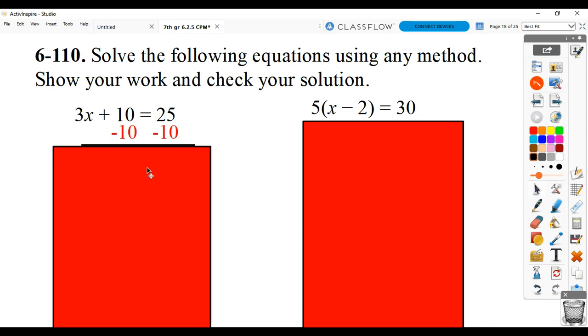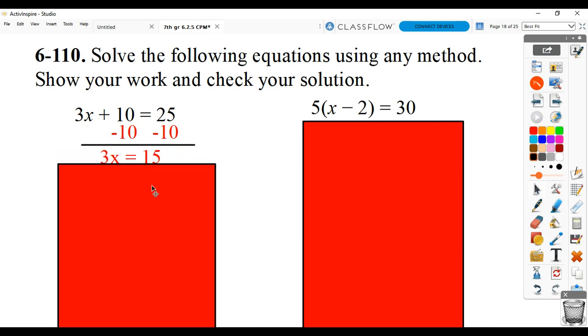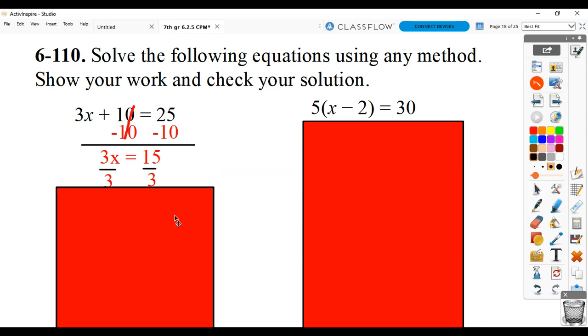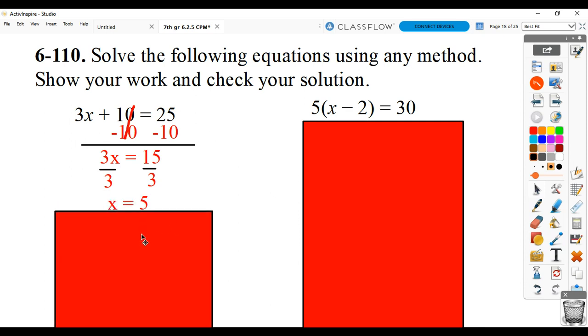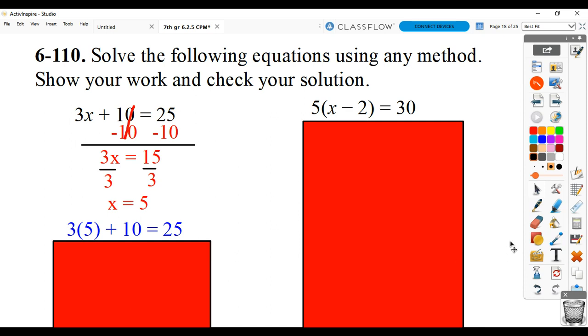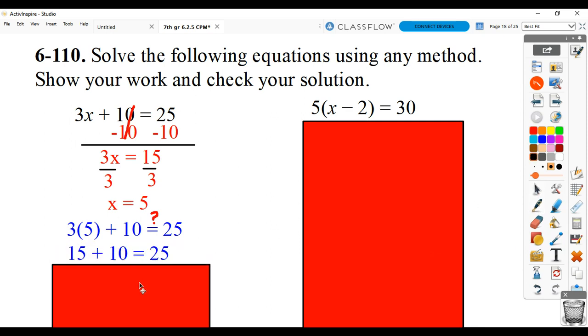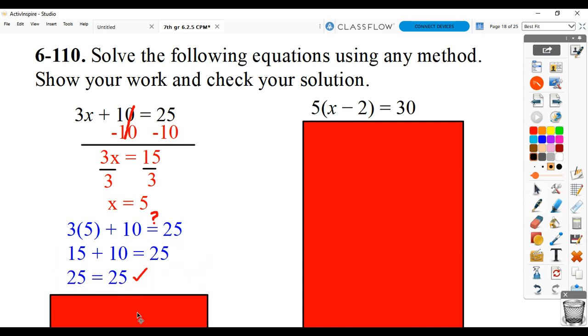So you should first subtract 10 from both sides. Then you get 3x equals 15. Again, that's because this zeroes out. You divide both sides by 3, because we want to find the value of 1x or x. X then equals 5. For the check, we're going to go back to the original equation, replace x with 5. Again, if you want to, you could put a question mark here, but you don't have to. And you do end up getting 25 equals 25, so it checks.